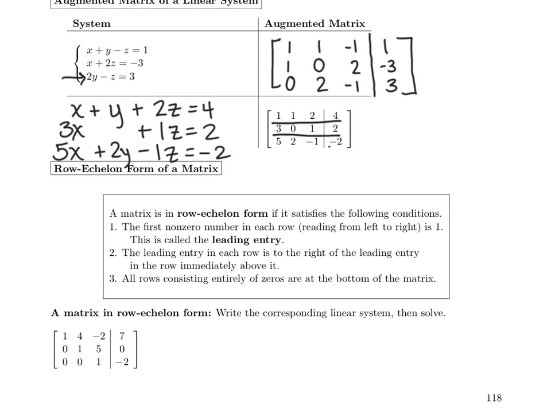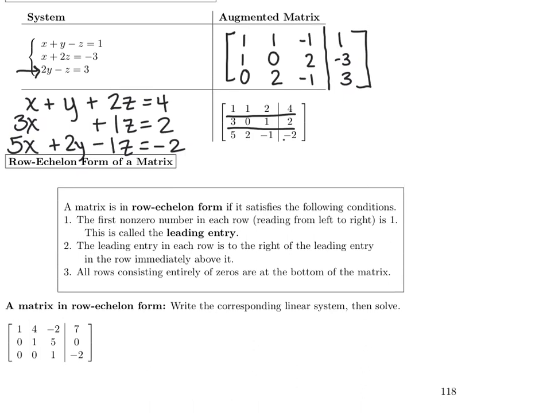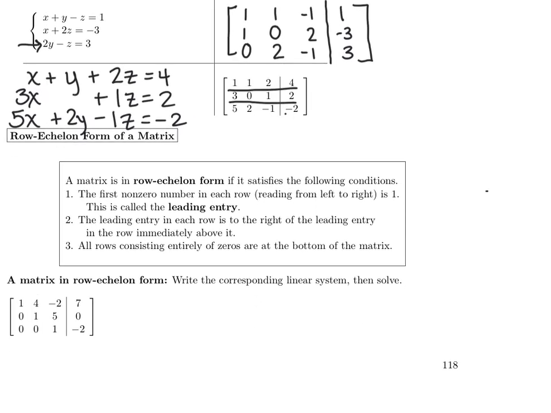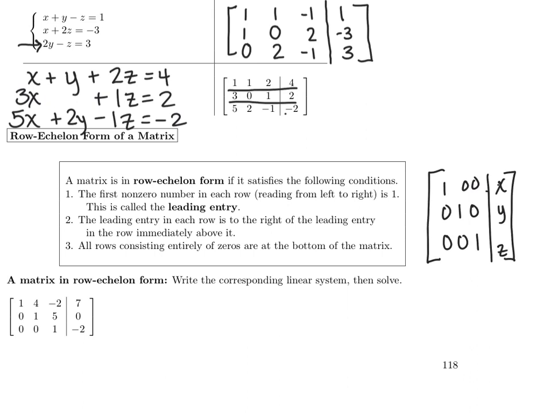Now we're going to learn what's called row echelon form. If it's in row echelon form, this is what it's going to look like, I'm going to write it off to the side here. 1, 0, 0, then 0, 1, 0, and then 0, 0, 1. And then you'll have your x value, your y value, and your z value. So that's row echelon form. The first non-zero number in each row is a 1. That's called the leading entry. And then the leading entry in each row is to the right of the one immediately above it. So it just follows that pattern.